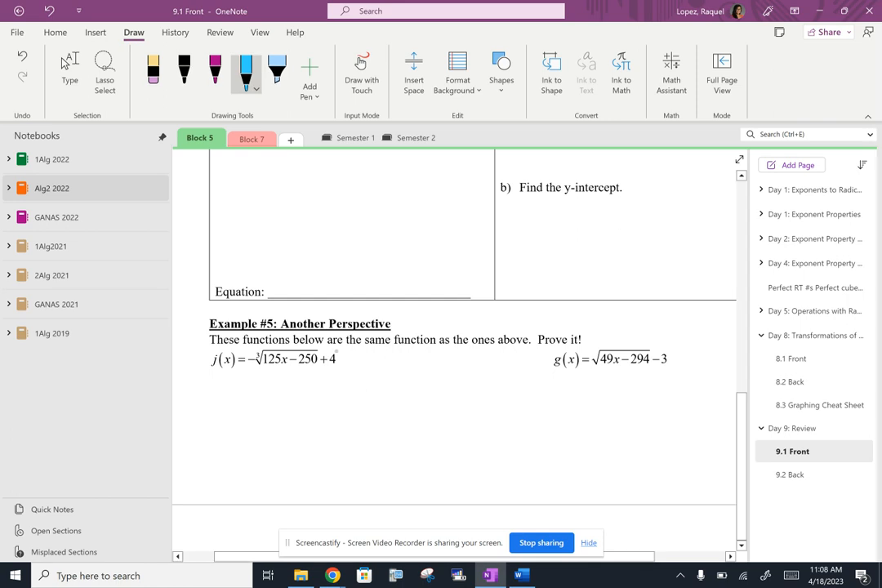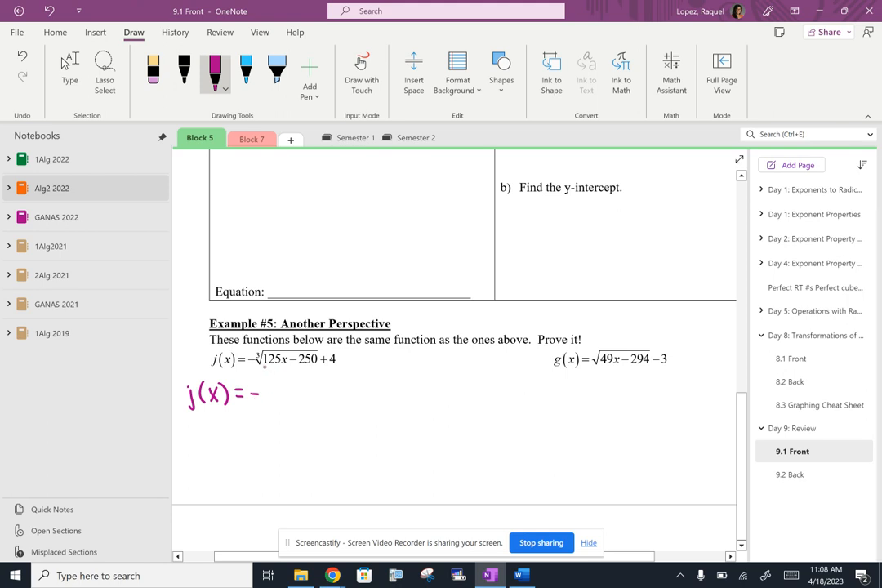So example 5 says these functions are the same functions as the one above. Prove it. I'm not sure what functions they're talking about. I think these are just extra practice problems that I picked, but one of the nice things about math is that we can change the way an equation looks, but still have it mean the same thing and put it into a structure that is familiar to what we've looked at before.